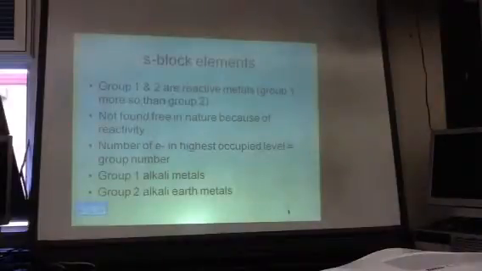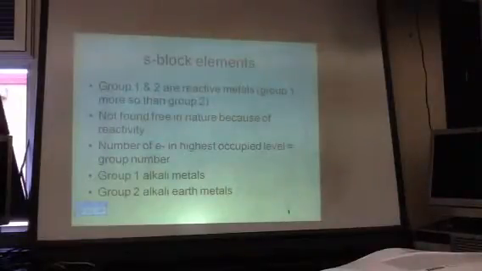Briefly about the characteristics of the 4 blocks. We can describe them in sort of broad terms. Groups 1 and 2 are very reactive. Group 1 is the most reactive of the metals. These things are not found on their own in nature. They form compounds because they're so reactive they can't stand to be alone.